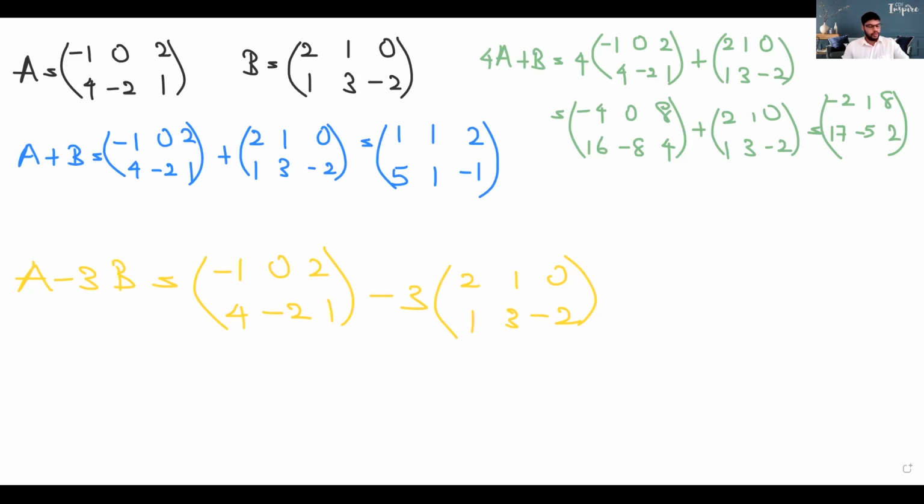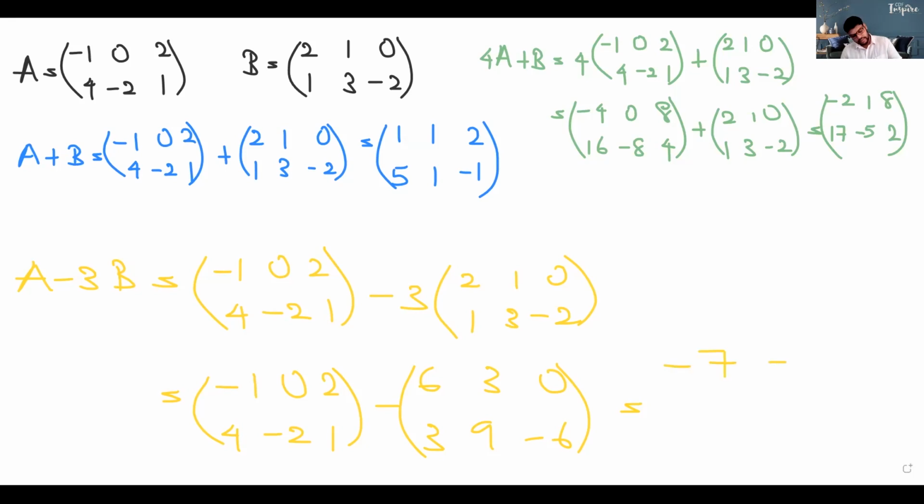Yes. So what you do here is 2, 4, -2, 1. You first multiply the second matrix by 3, which gives us 6, 3, 0, 3, 9, -6. Right? And then children, you subtract. Right? Then you subtract the first matrix from the second. Right? So that gives us -7, -3, 2, 1, -11, and 7. Right? Children, who got this answer?